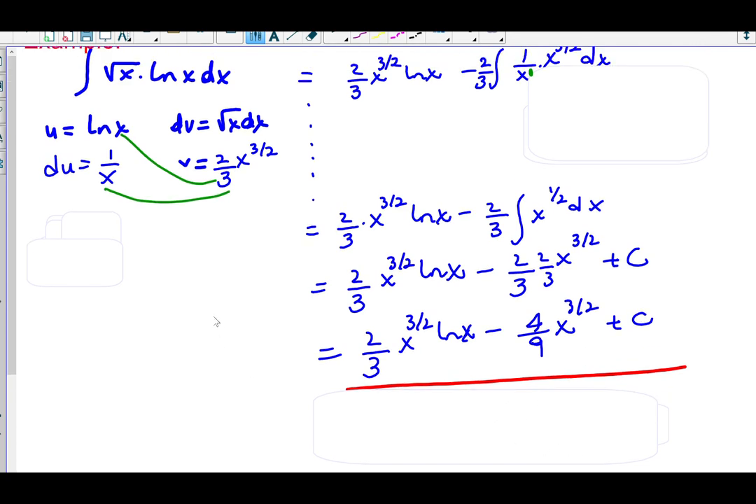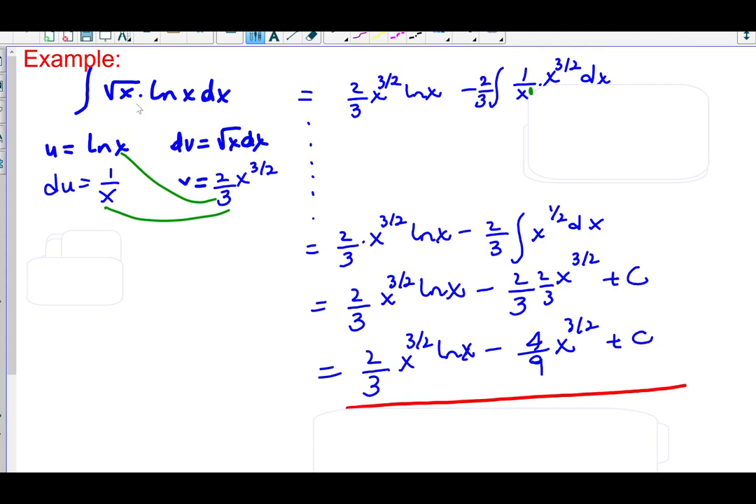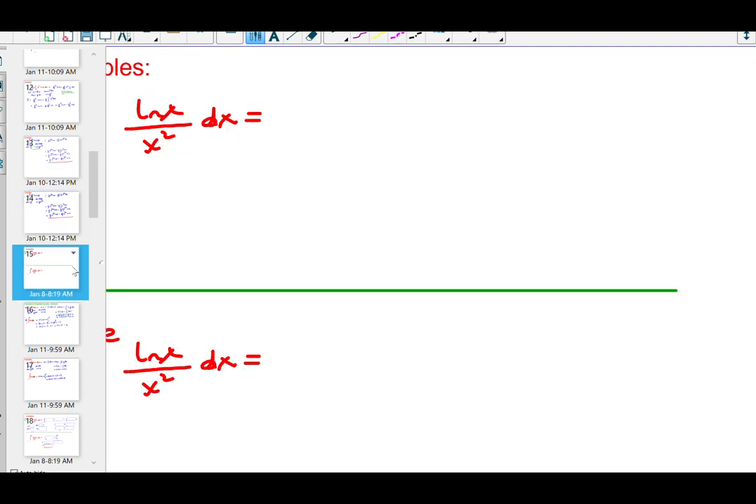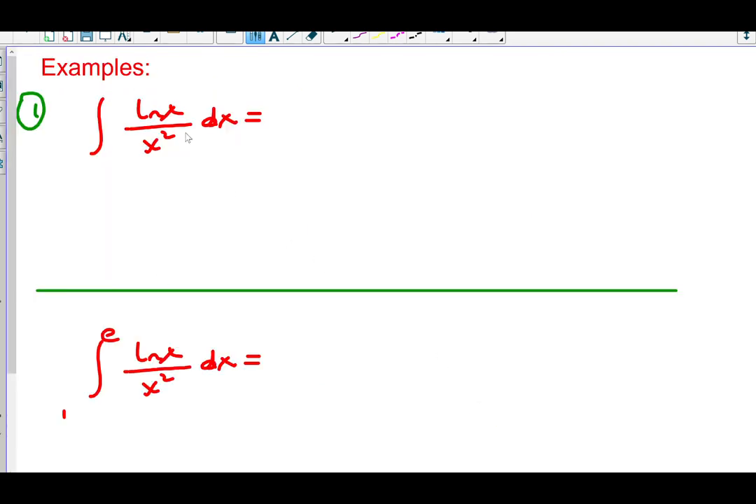So another similar example to the last one, where we had to let u be ln x and dv be the power of x. All right, one more example involving the natural log function together with a power of x. And here it is, the integral of ln x over x squared dx.